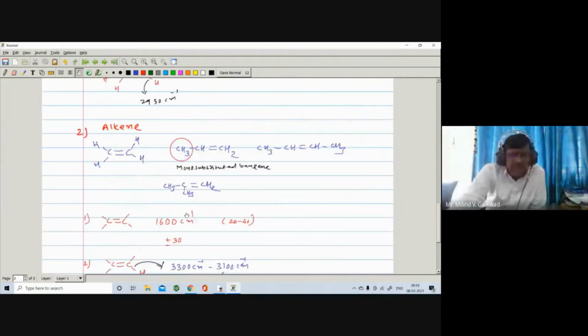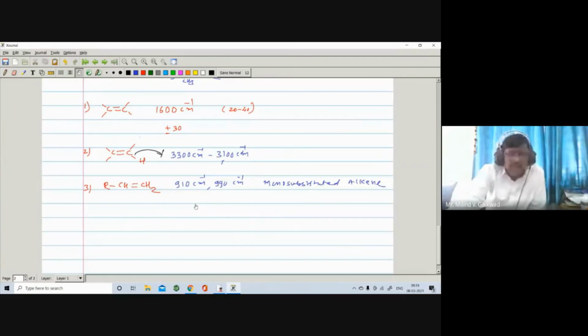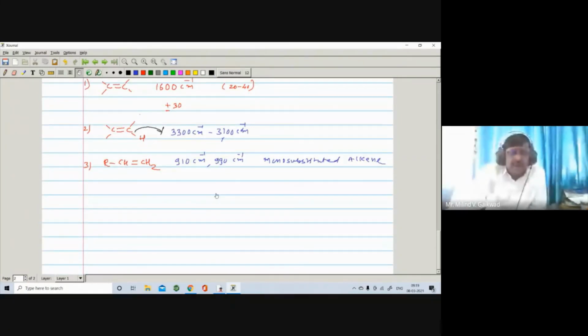Okay, so you just have to remember. If you are not able to differentiate between stretching and bending, then only say that it is due to the C-H vibration of the monosubstituted alkene. Okay, so these are some of the important bands in this one.